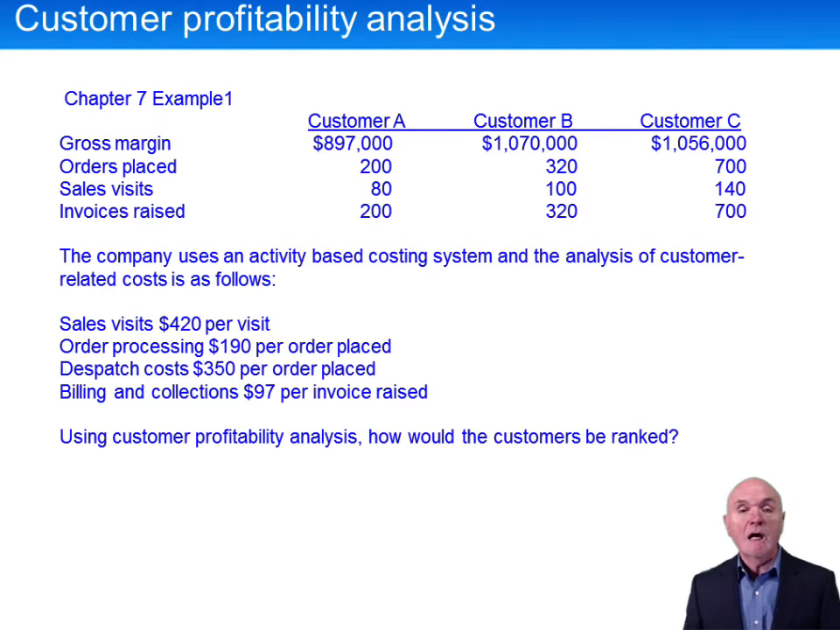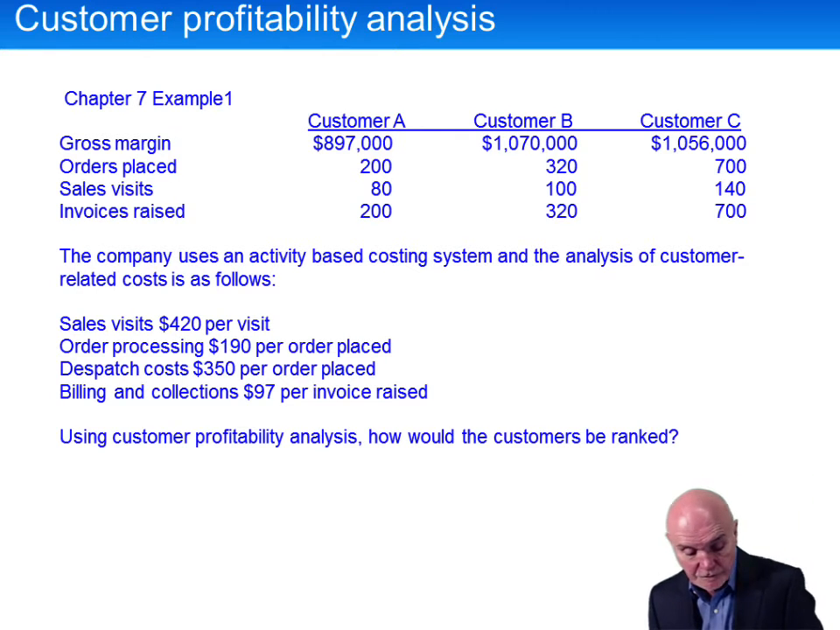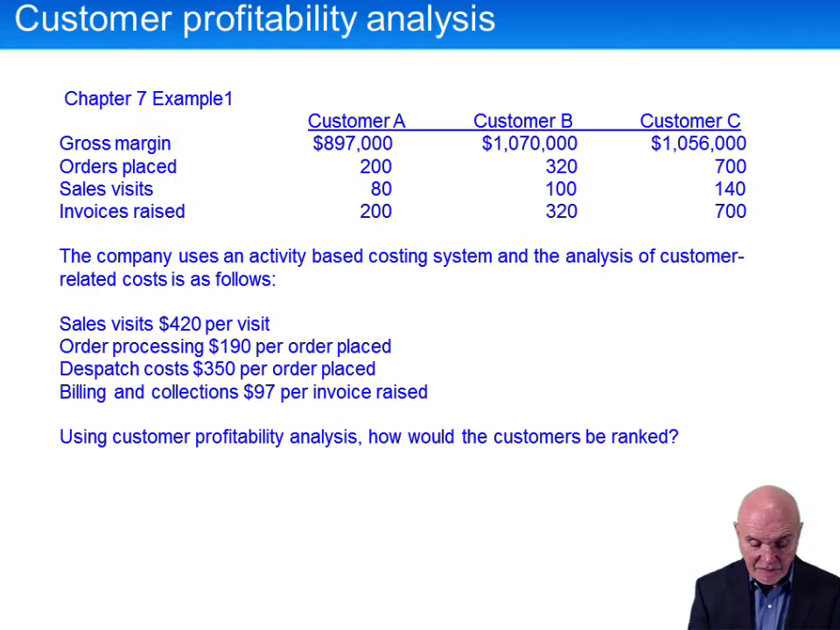So this is the example found in Chapter 7, Example 1. And we have three customers here, and we see the gross profits here, and it looks as though perhaps customer B is really doing quite well. They're the highest margin. But then we have some data from activity-based costing, which shows what other costs might be associated with them in addition to just the revenue less cost of sales giving the gross margin. There are sales visits in there.